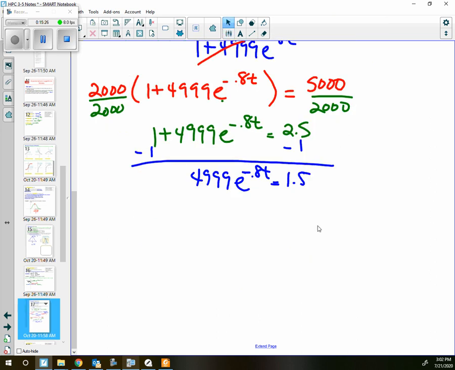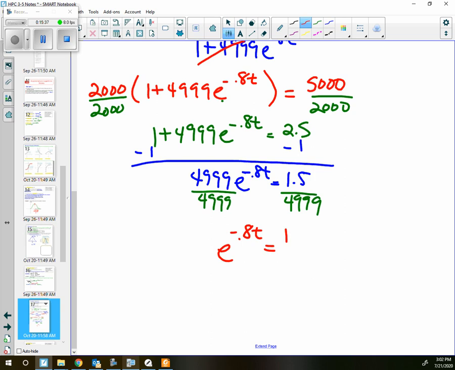Okay, then I need to deal with multiplying by 49.99, so divide by that. It's a lot of algebra, but it's pretty basic things that we've been doing, nothing too crazy. So I'm just going to leave it as 1.5 divided by 49.99. I know that's not a nice number.